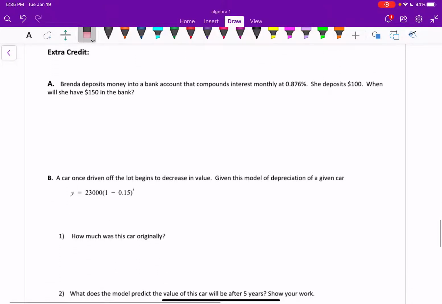Okay, let's do this one. This one's a hard problem. I didn't realize I made it so difficult. So it says compound it monthly, so we know we're using compound interest. Compound interest is A equals P times 1 plus R over N to the T power.